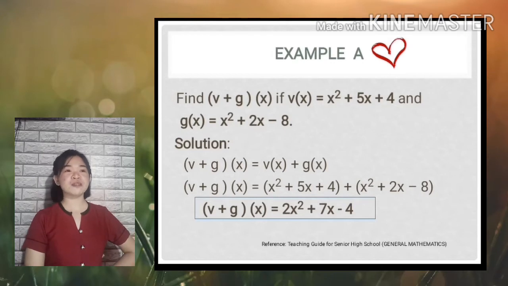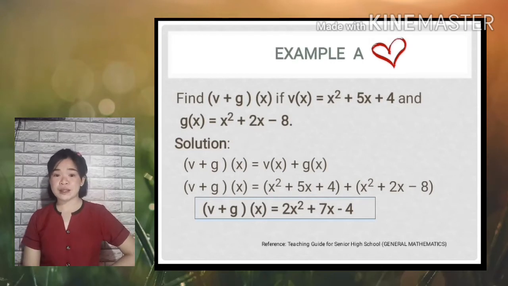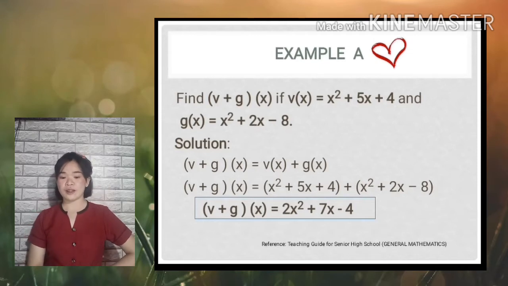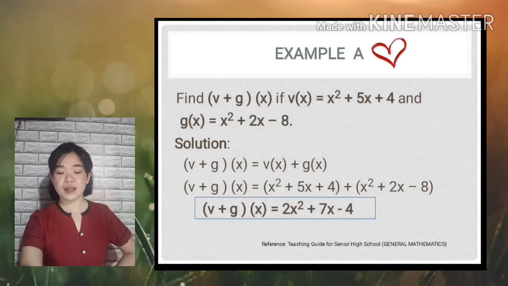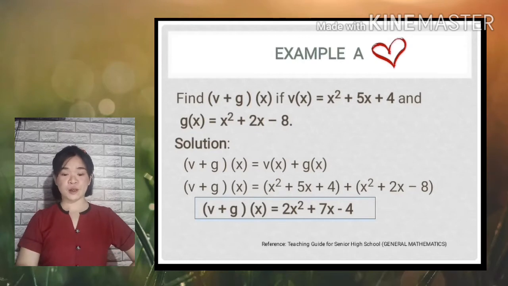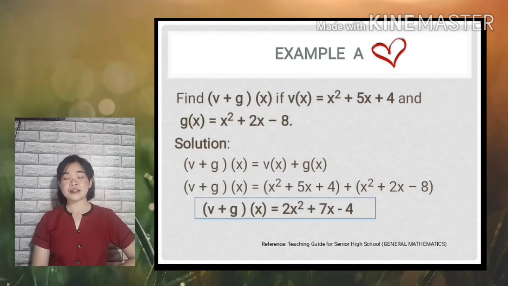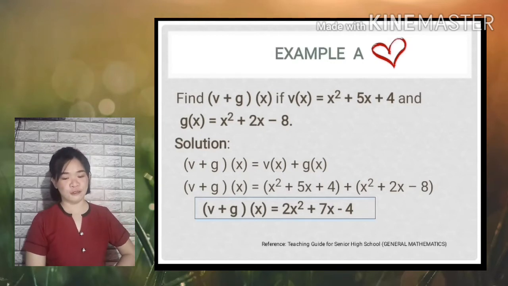So combining like terms, we can only combine terms if they have the same variable with the same exponent. Okay, so in this case, x squared plus x squared is equal to 2x squared. And then 5x plus 2x is equal to 7x. And then the constants, 4 minus 8, is equal to negative 4. So that's all. Therefore, we can say that (v plus g) of x is equal to 2x squared plus 7x minus 4.